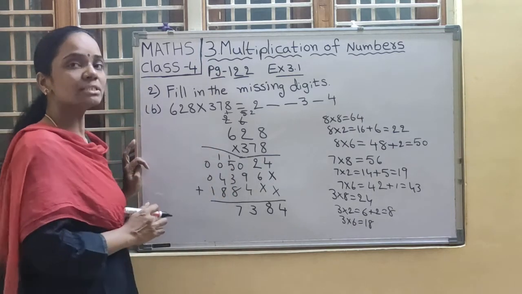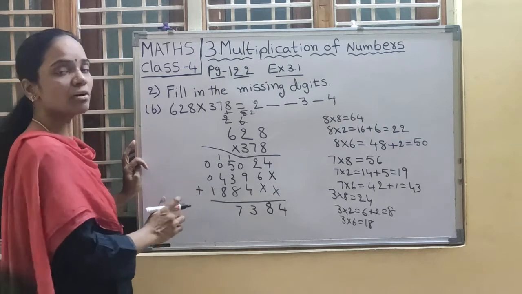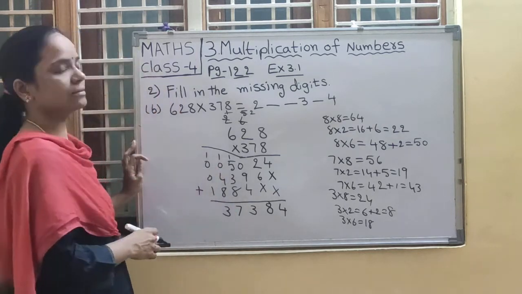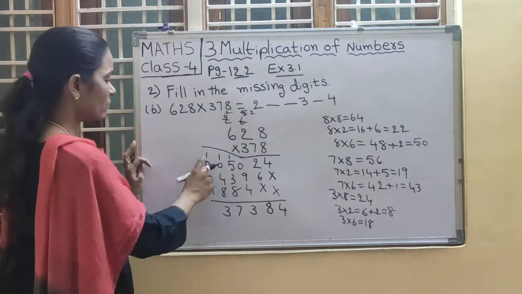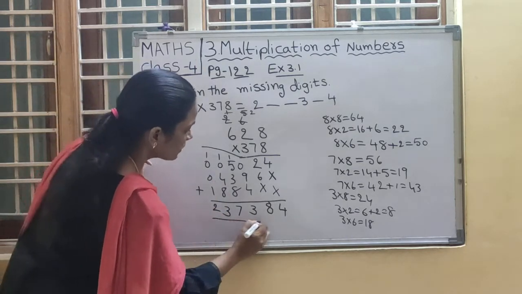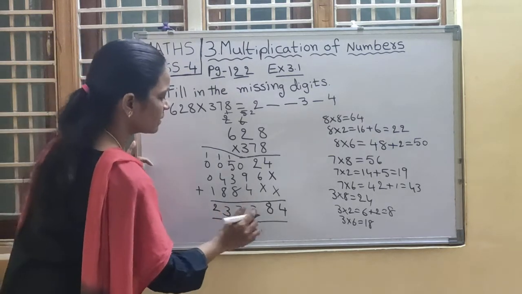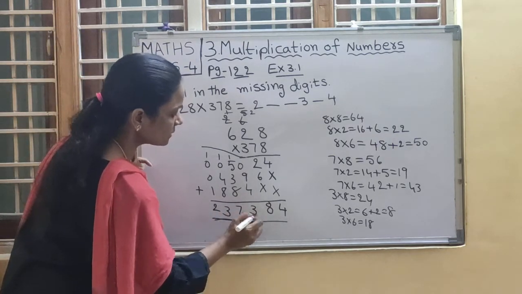1 plus 4, how much children? 5. 5 plus 8, how much? 13. So 3 right here, 1 is the carry. Okay? 1 plus 1 is 2. So what is the answer? 23,000. Sorry. Put comma here.